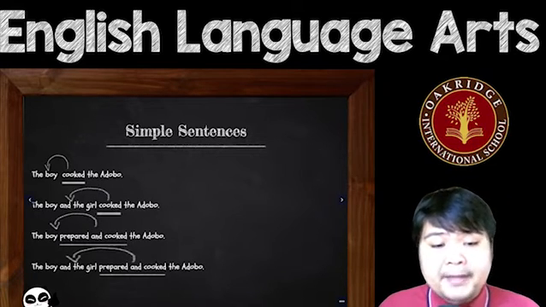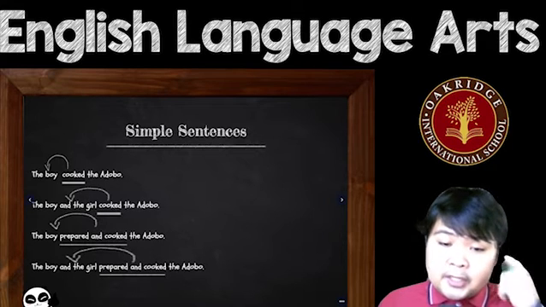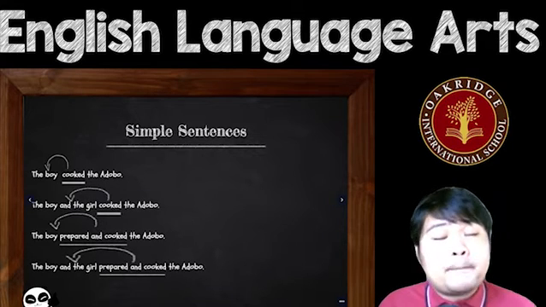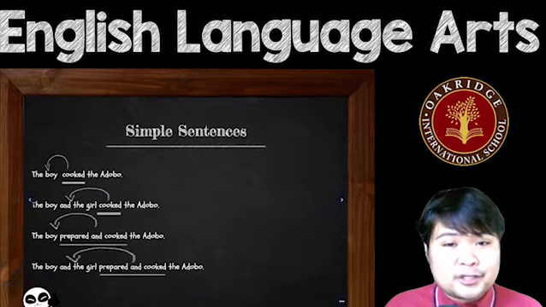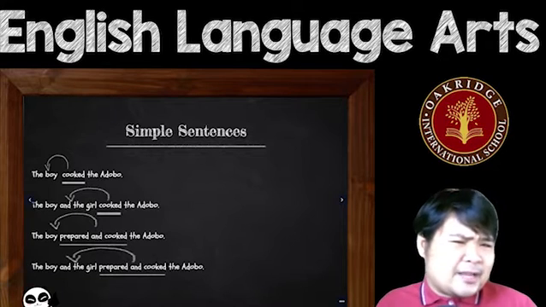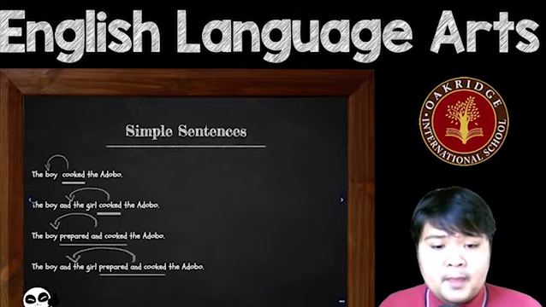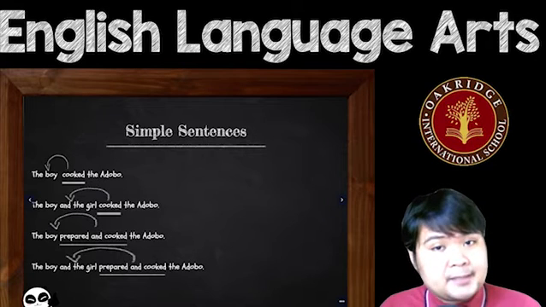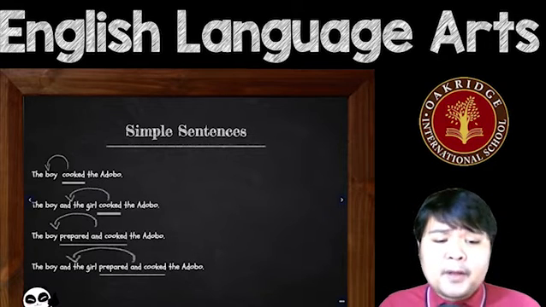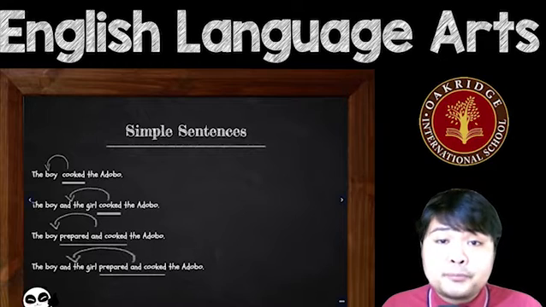Next, the boy prepared and cooked the adobo. Here, you have a simple subject but a compound predicate, prepared and cooked. Okay, and it's just paired with boy. And then you have the combination of a compound subject and a compound predicate. The boy and the girl prepared and cooked the adobo.